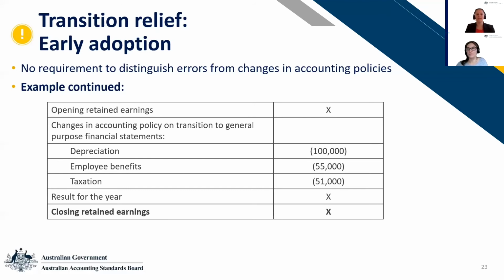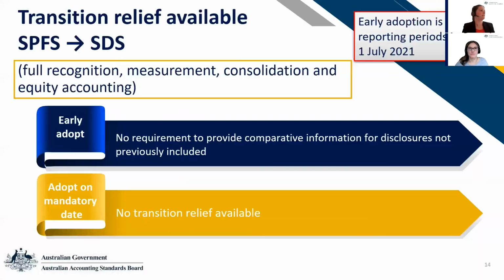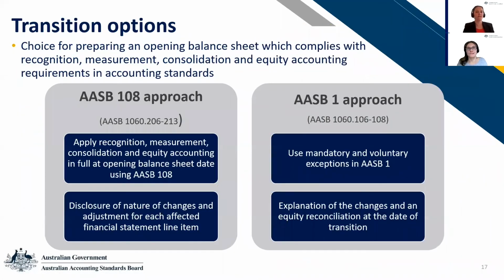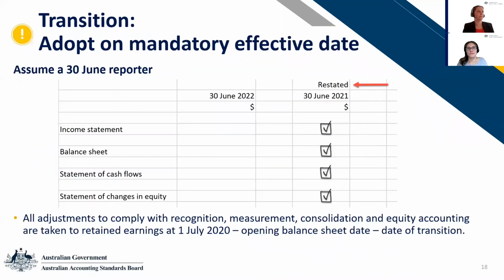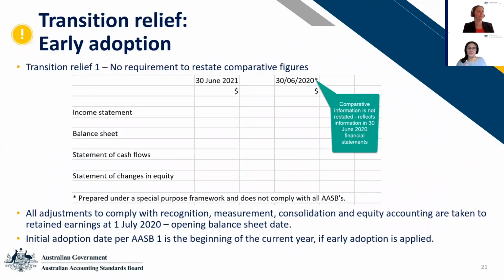And so if an entity early adopts and they've not previously consolidated, what will the 2020 comparatives look like? So can I get you just to go back 2 slides, I think, please, Kate? No, go forward again. Keep going. I can't keep going. Next one, that one. So, oh, yep.